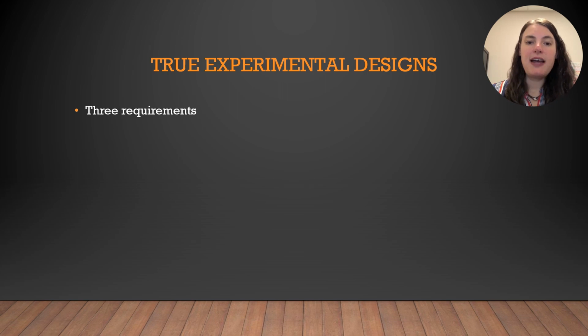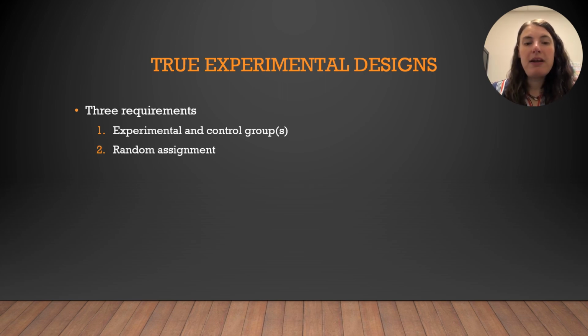There are several types of true experimental designs that we'll talk about, but all of these share three criteria. First, they will have an experimental and a control group. The experimental group is going to receive the independent variable and the control group will not. This allows the researcher to determine if the cause actually produces the intended effect or if there's another variable playing into the relationship. Second, the experimental and control groups must be selected using random assignment.